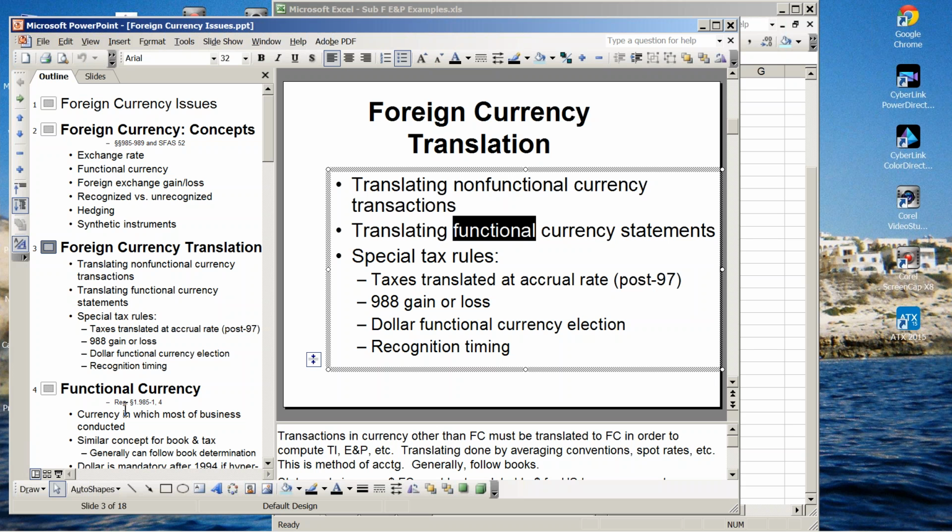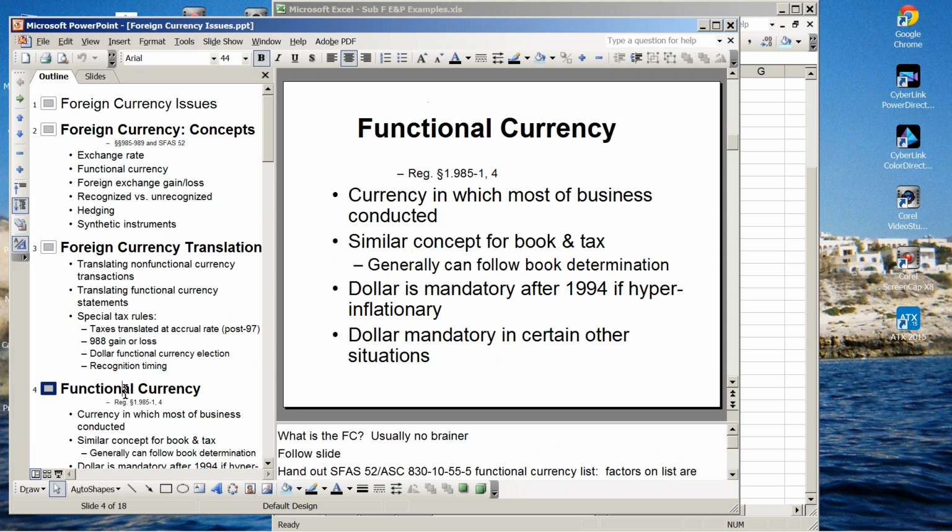What does that mean? Well, functional currency is another one of those magic terms. It's the currency of a business unit in which most of the business of that business unit is conducted. Now, what do I mean business unit? Well, it might be a subsidiary. It might be a branch.